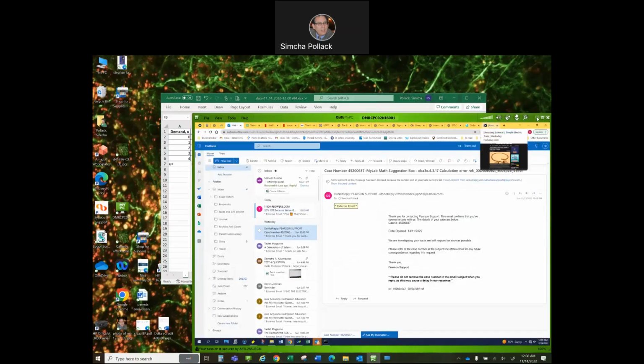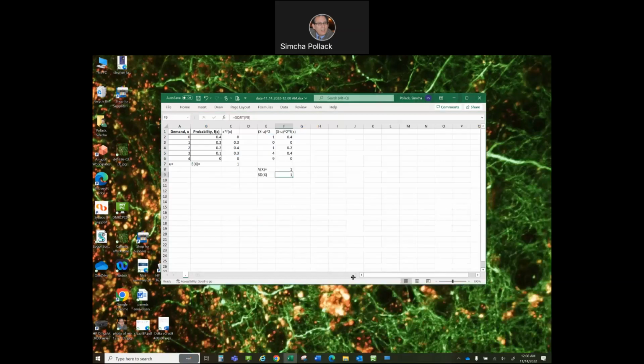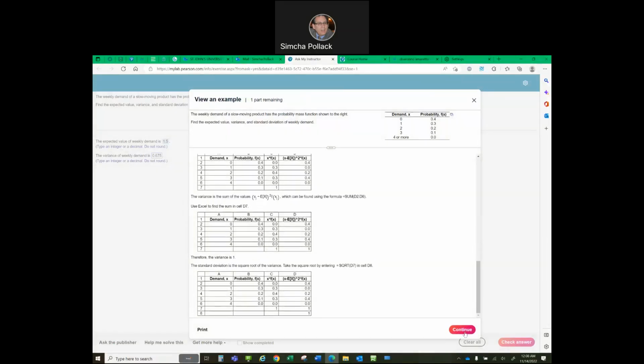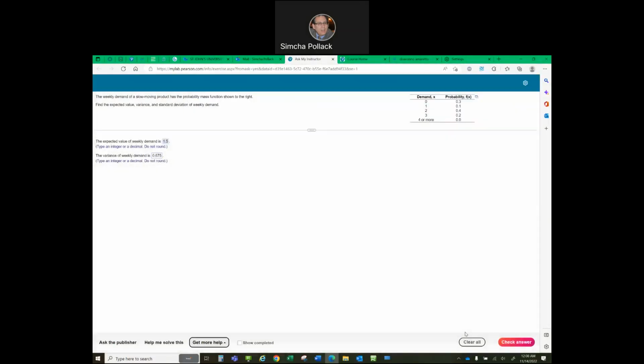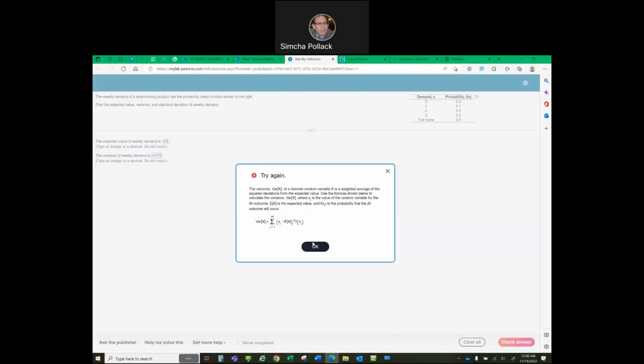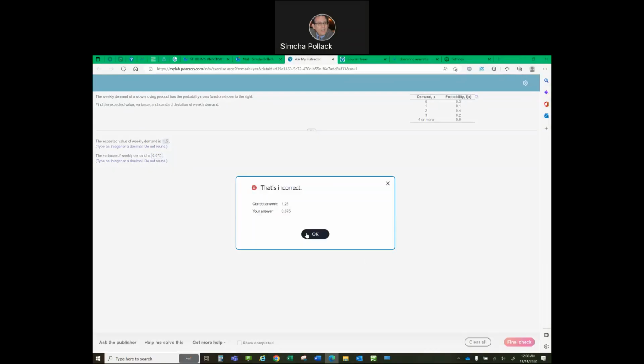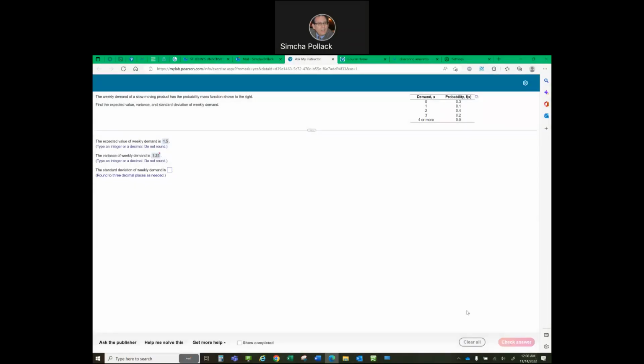So get rid of this. Let's go back to our demonstration example. And we should be finding the same stuff. 1, the standard deviation is 1, etc. And that's it. I'm going back to the old example, but our answer was right. Final check.